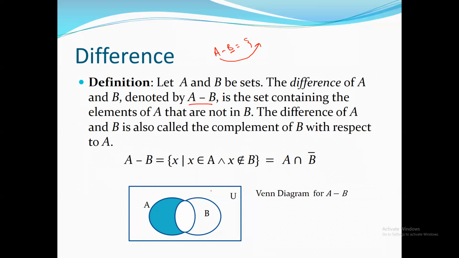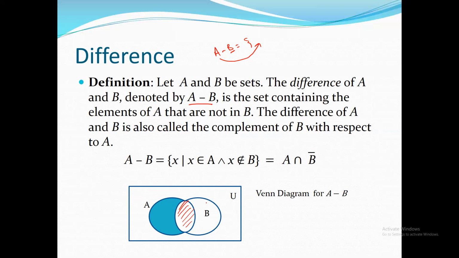Let's understand it from the Venn diagram first. This is the set A, this is the set B, and this is the common area, the intersection area. These elements are A intersection B. But since these elements are also part of B, we will exclude them, and the rest of the elements of A will be A minus B.